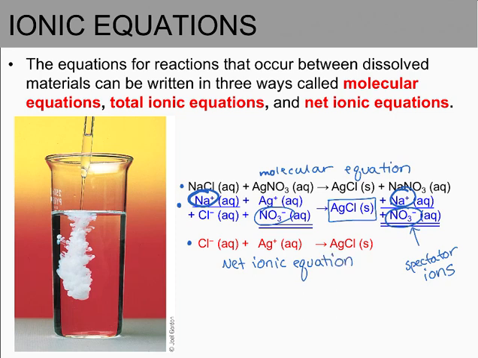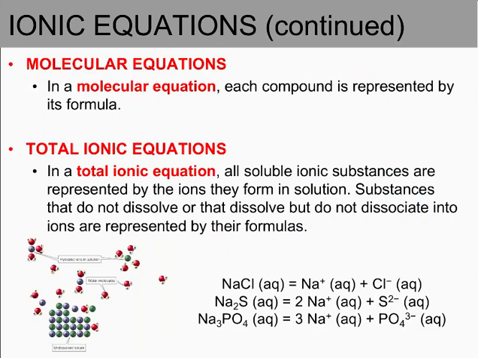So again, these are just three different ways that we can write out ionic equations. In a molecular equation, each compound is represented by its formula. So for instance, even though we know that sodium nitrate is going to be broken up into its separate ions in solution, in a molecular equation, we just write it as sodium nitrate, as if it is a molecule.